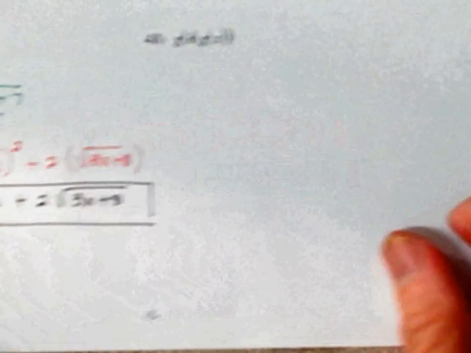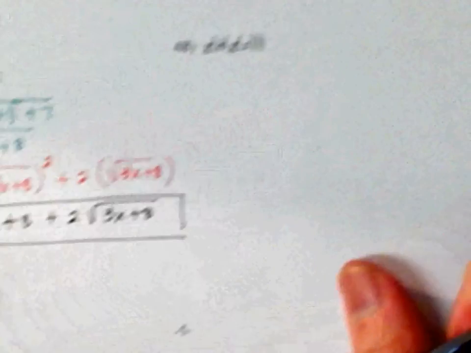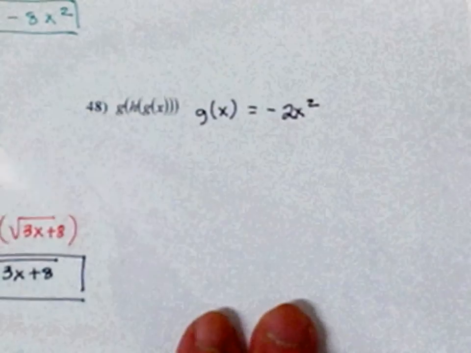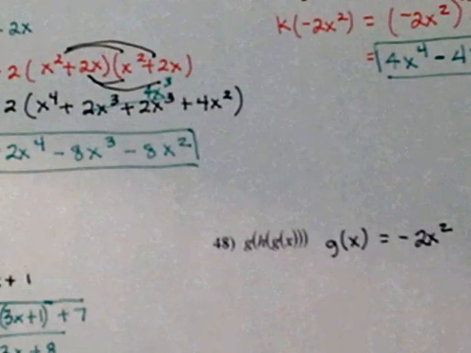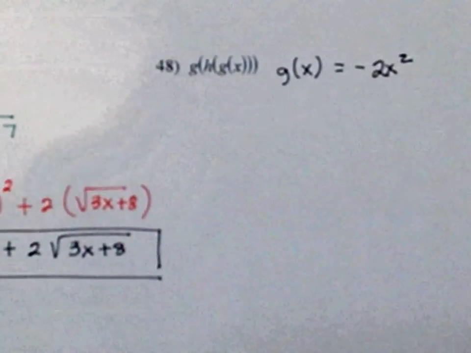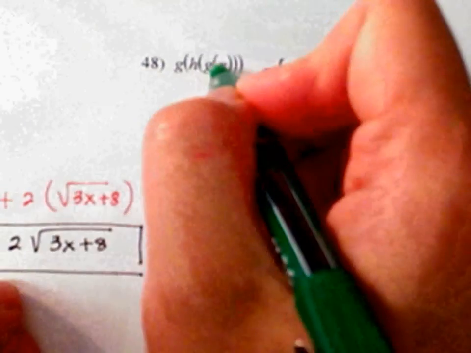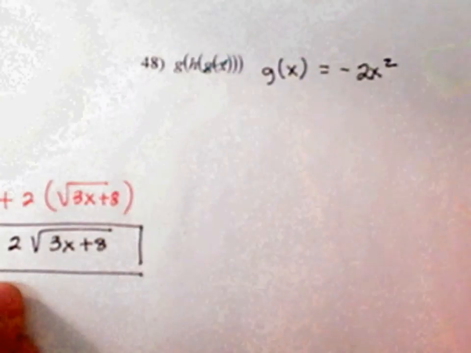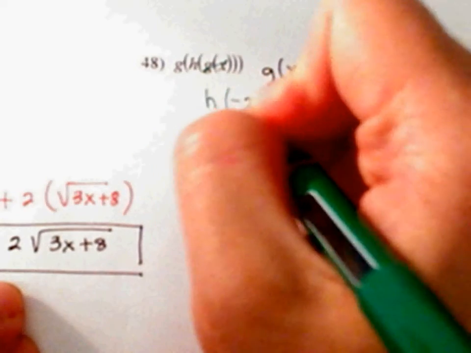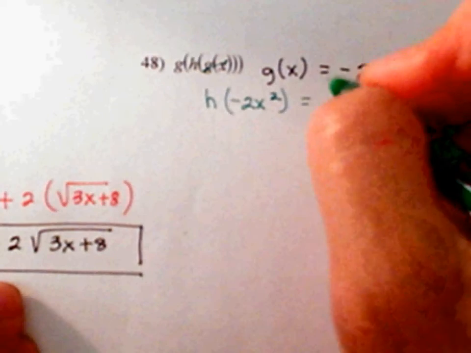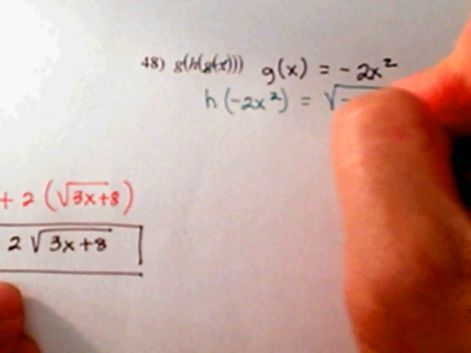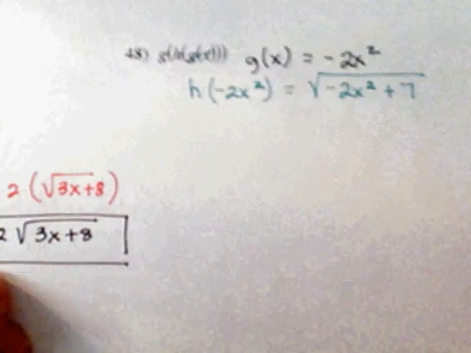There you go. Number 48. We're going to start off with our g. What is your g of x? Negative 2x squared. Let me see if I can move this down just a tad, because my papers keep bunching up. All right, next, and if you need to mark it off as you're doing it, please do so. Now you're going to use your h. Your x value is negative 2x squared, so that's going to come out to be square root of negative 2x squared plus 7. Can't combine any like terms.